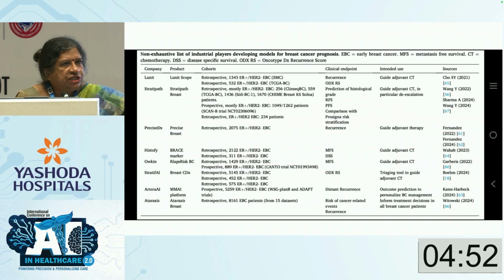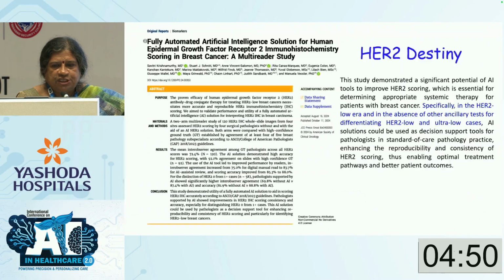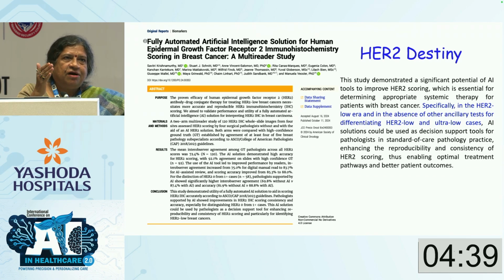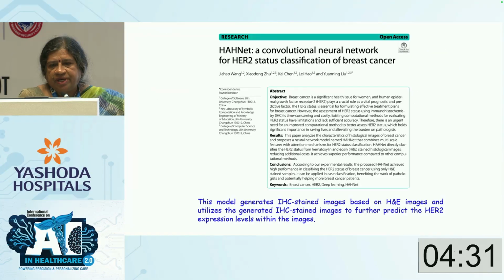There are several such algorithms in the commercial space. Now there is another new entity called HER2-low breast cancer, and there again we are supposed to make a distinction between HER2 0 and HER2 1 plus. Again, it is a very difficult proposition, and there are many AI algorithms which are coming into play.